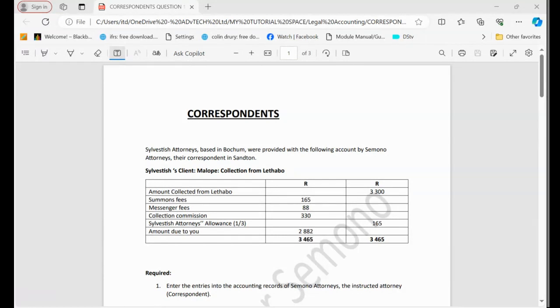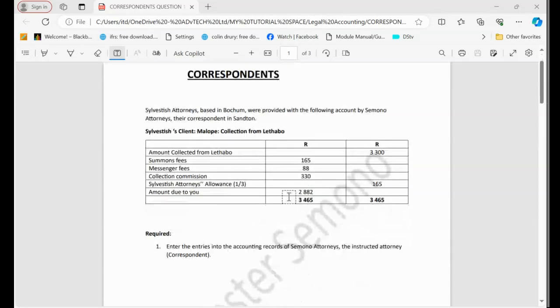I just want to take this opportunity to go through the correspondence once again, because previously we used the same information or question and we recorded in the books of the instructing attorney. Now I just want us to record these transactions in the books of the instructed attorney. If you check previously, we did record the information in the books of the instructing attorney. The question is, what if we were recording in the books of the instructed attorney?